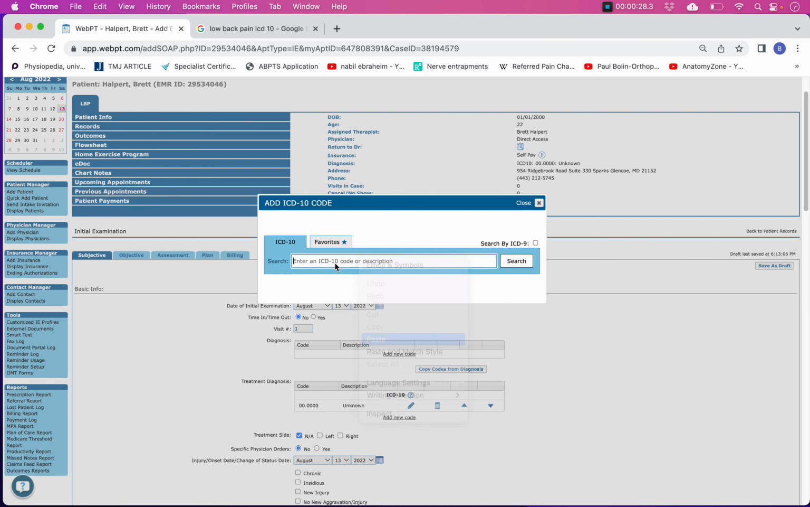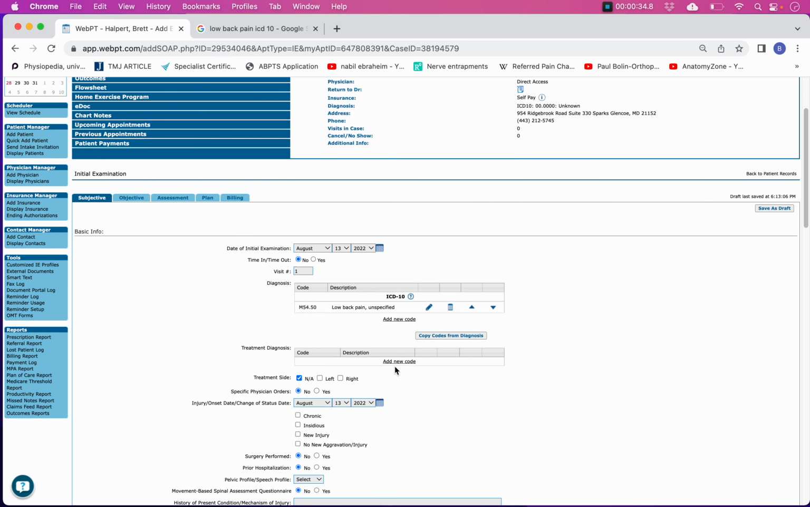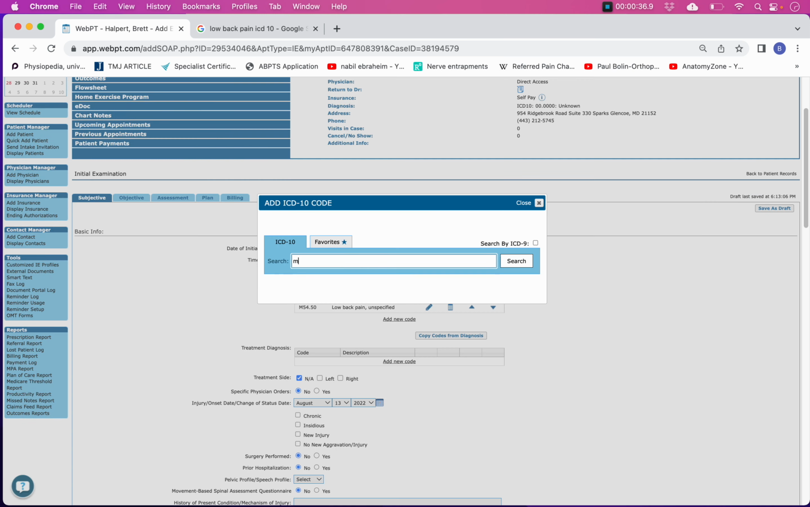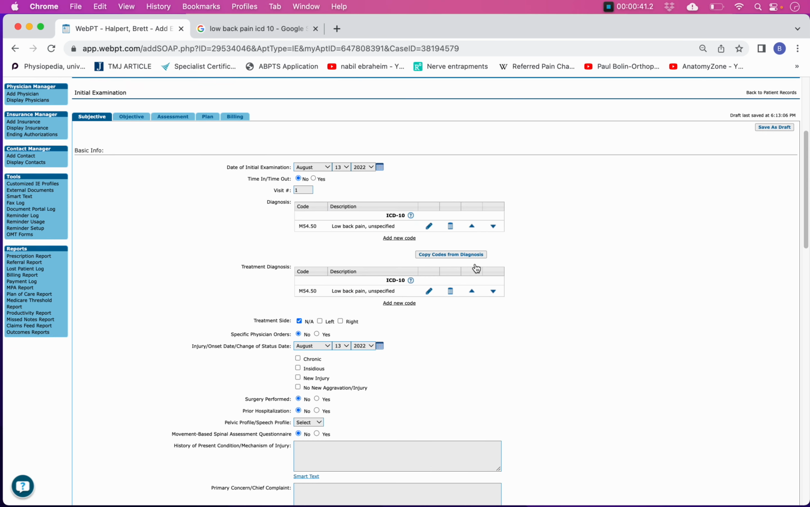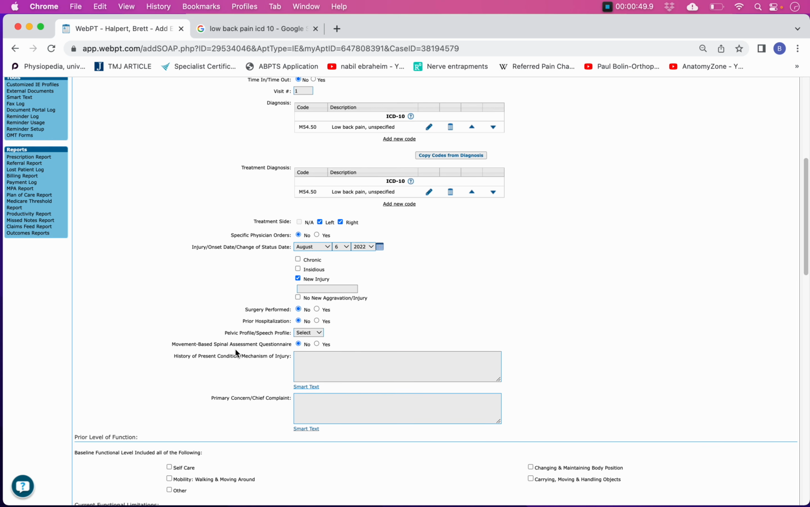Of course, now you have to add one to it. So we'll put that in. And then for simplicity, we'll do unspecific low back pain. And 4.50. So we'll say it's on both sides. Started a week ago. New injury. So in this section, we're just going to do like a brief overview.